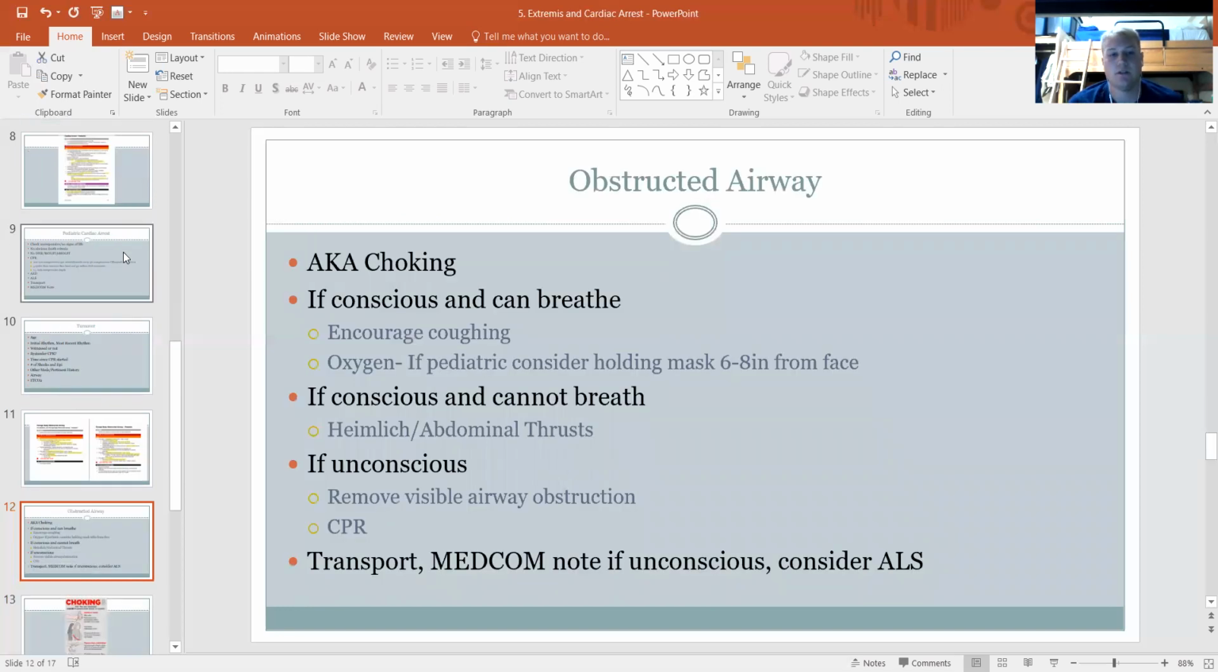So pretty much, conscious and can breathe: encourage coughing and provide oxygen, supportive care, rapid transport. Conscious and cannot breathe: Heimlich maneuver / abdominal thrusts, oxygen, rapid transport, supportive care. If unconscious, remove visible airway obstruction, begin CPR, and then transport rapidly, make a MedCom note if unconscious, and consider calling ALS.